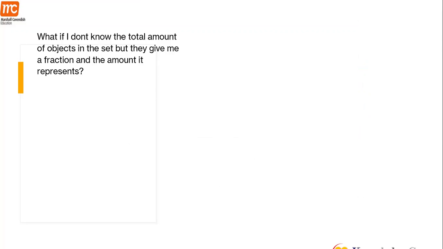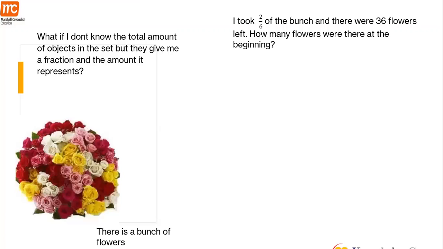There's another example. What if I don't know the total amount of objects? They're giving me a fraction and the amount it represents. Well, I have this bunch of flowers. I don't know how many flowers are there, but I took 2/6 of the bunch and there were 36 flowers left. Okay, so I don't know how many are there at the beginning. I know I took a fraction of them and there were 36 flowers left. I want to know how many flowers were there to start with.